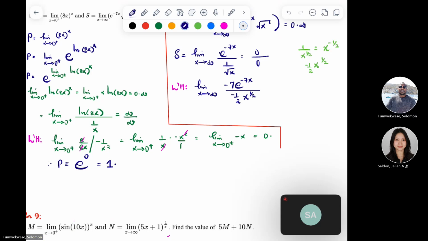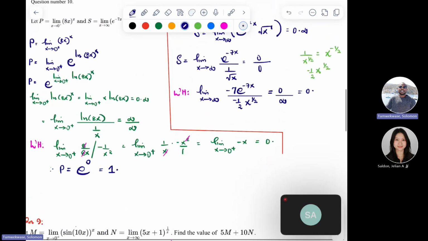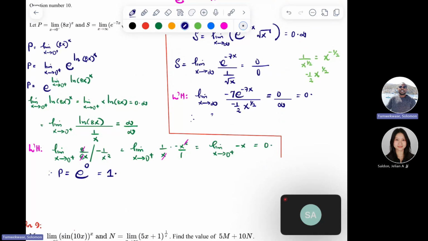Okay. Now, when you take the limit of this, once again, the exponent of negative infinity, that is 0. And now, when I substitute infinity inside here, I just get infinity. And 0 over anything, that is just 0. So therefore, my S is equal to 0.